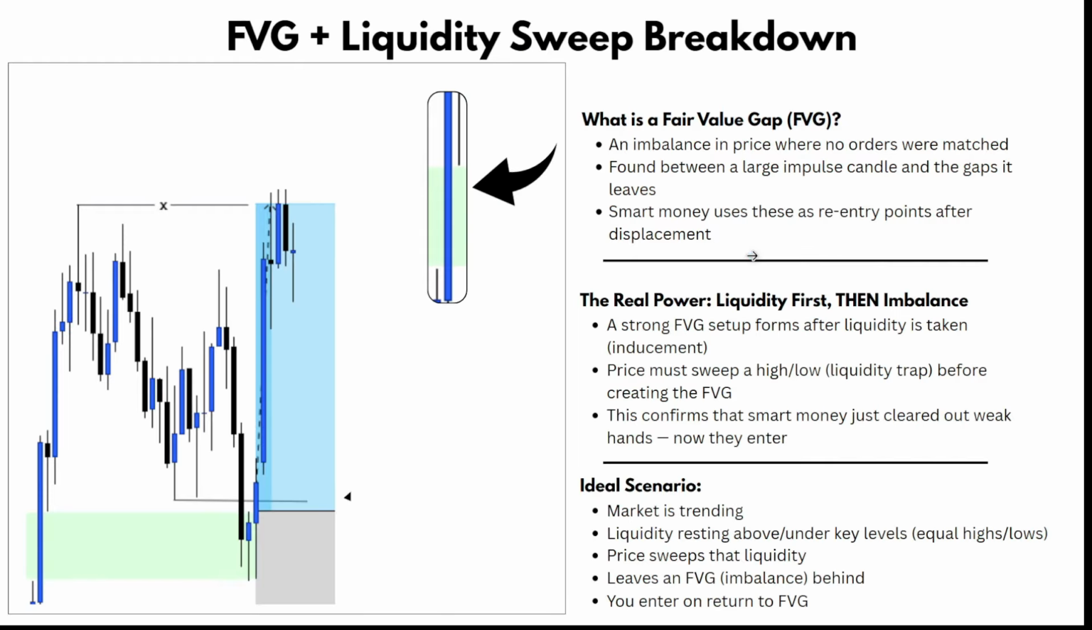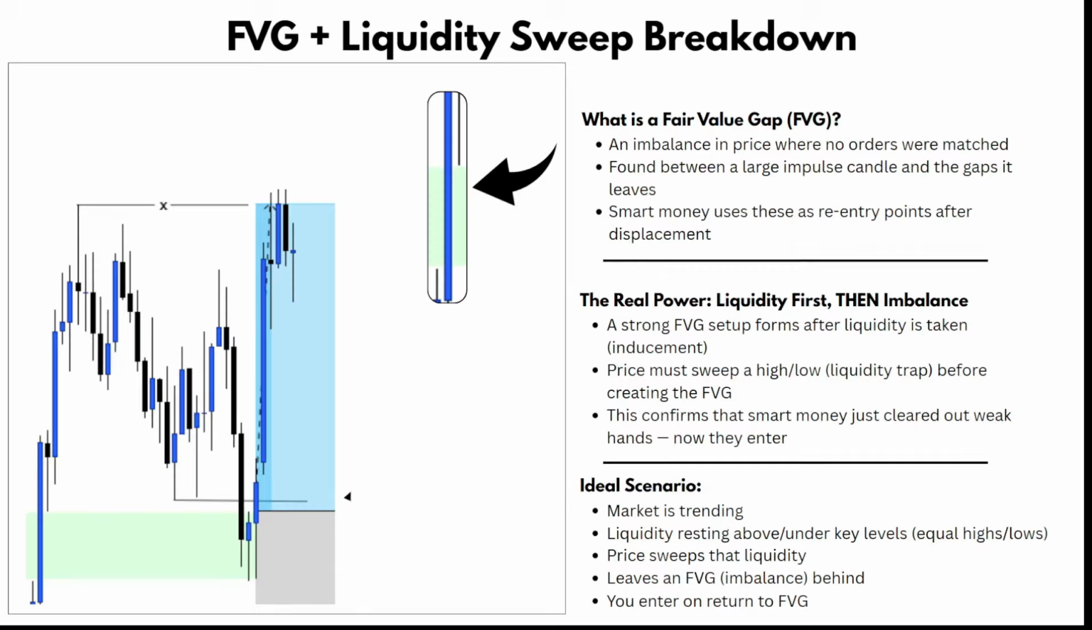Let's get into the real power. Liquidity first, then our imbalance. A strong fair value gap setup forms after liquidity is taken. That means our inducement. Price must sweep a high or low, that's our liquidity trap, before creating the fair value gap. The high or low may be a prior day's high or a prior day's low, or a prior session high or a prior session low. This confirms that smart money just cleared out weak hands. Now that's when they enter.